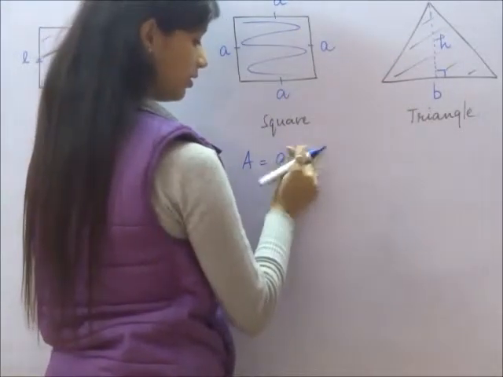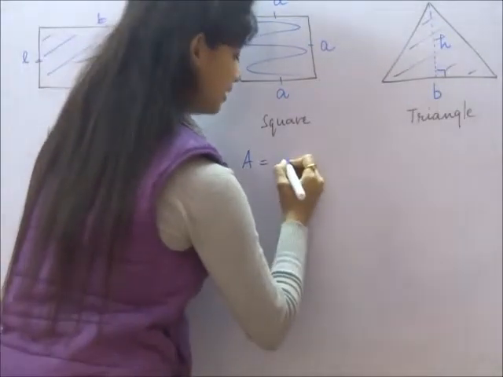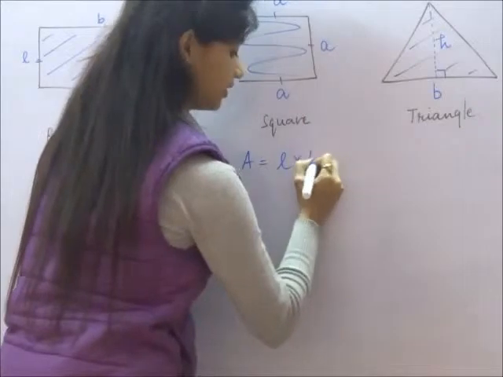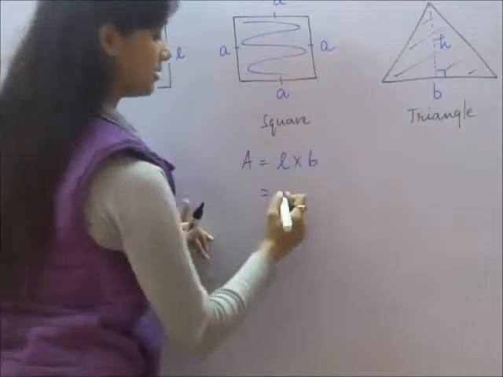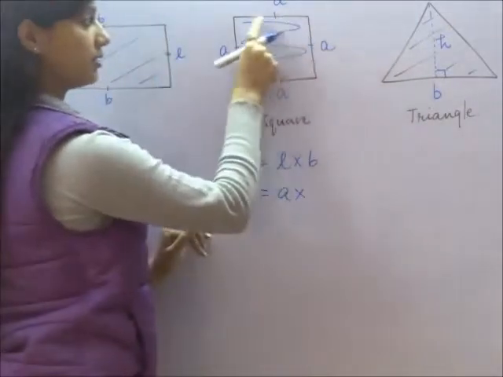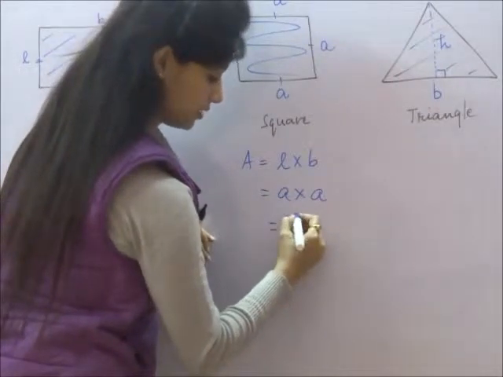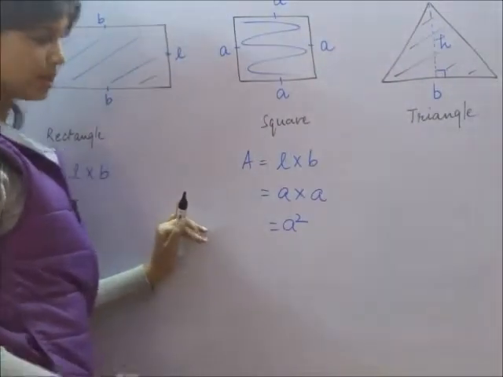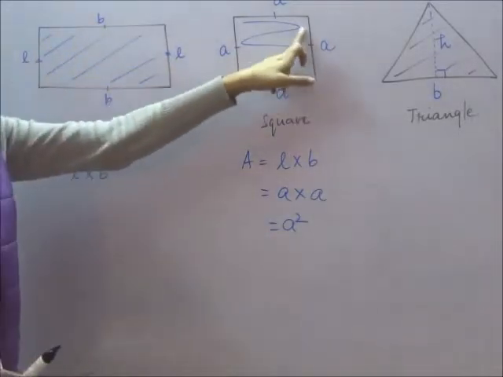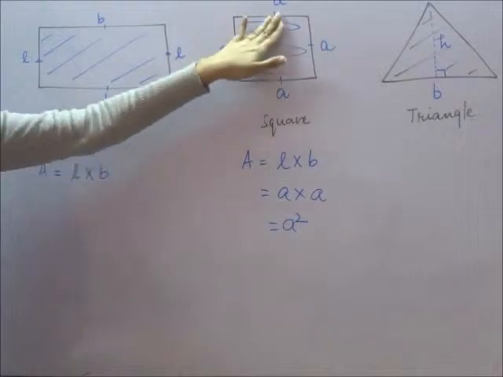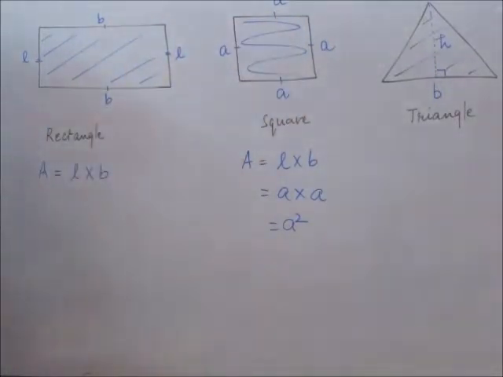But here, for your better understanding, I would write it as L into B. It remains the same, but here what is the length? It is A. What is the breadth? It is A. A multiplied by A becomes A square. The concept was the same. Length into breadth gives us the area enclosed within this region of this closed figure.